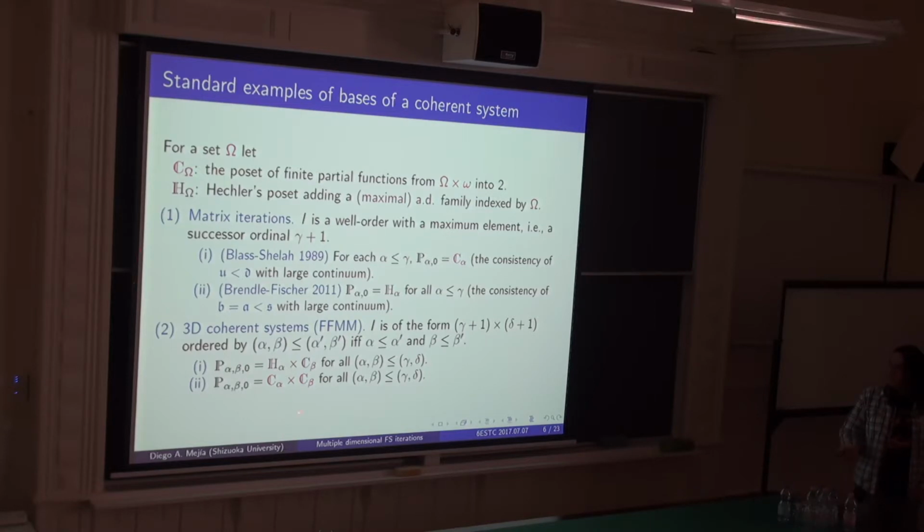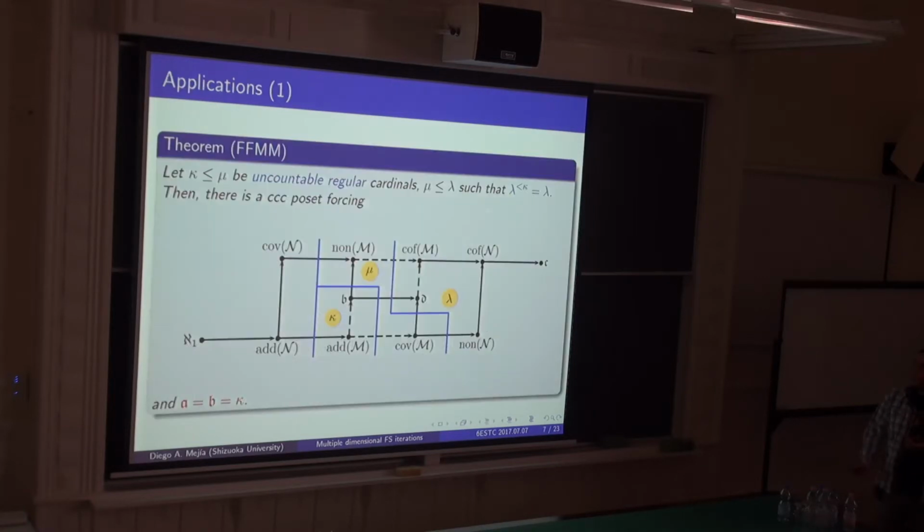Okay. So in some cases, you cannot preserve mad families. Like if you start adding full generic dominating reals, then of course you cannot preserve a mad family. So in those cases, if you want to forget about A, then we just add Cohen reals in both directions. And still, good applications come from this.